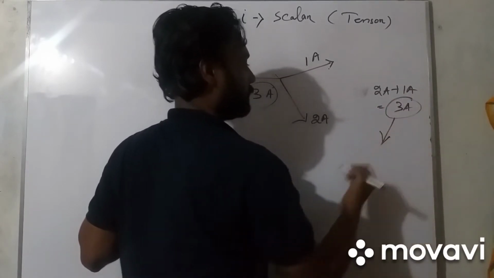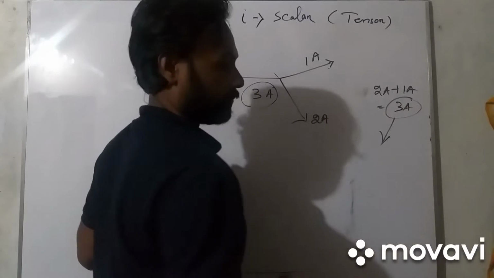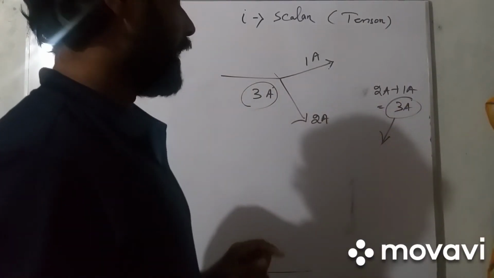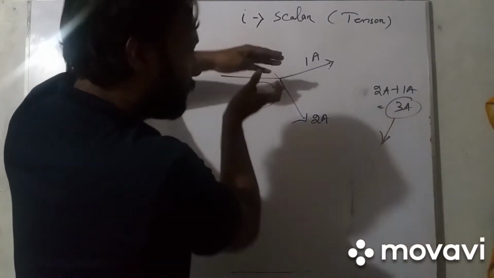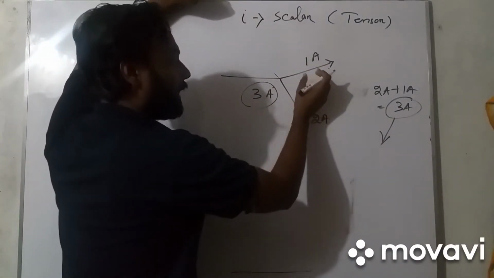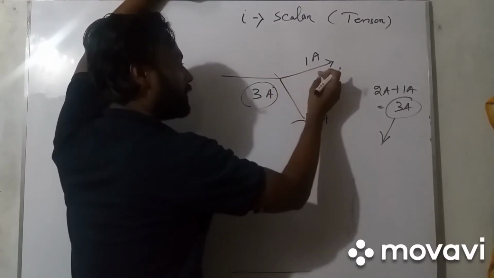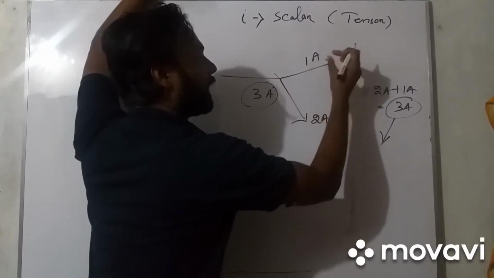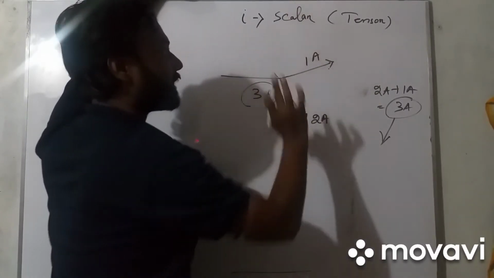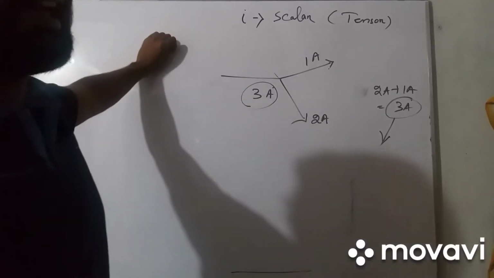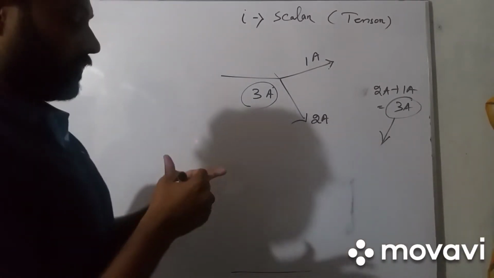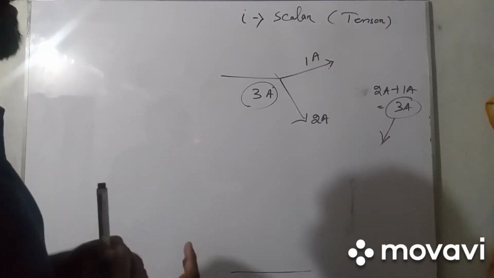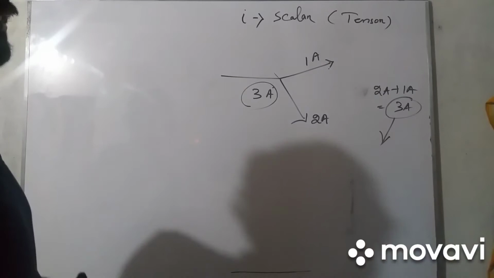So 3 ampere is the magnitude of the current and it has direction, and they are factored in two different ways. So it has direction as well as magnitude, but it obeys the law of algebraic addition. It does not obey the law of vector addition. That's why a current is a scalar quantity or a tensor. Clear?